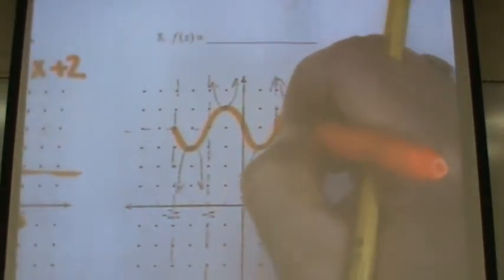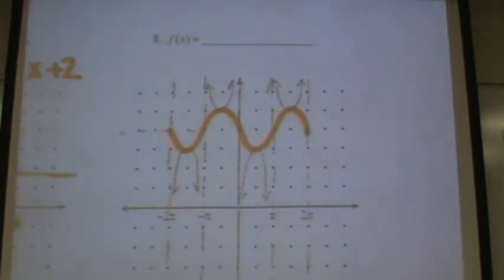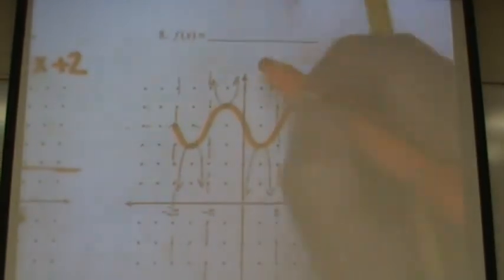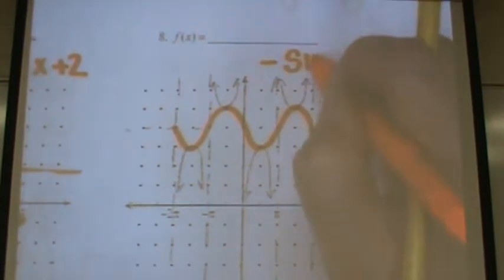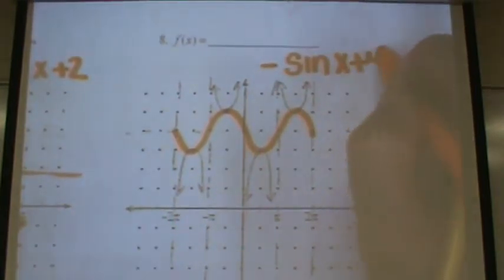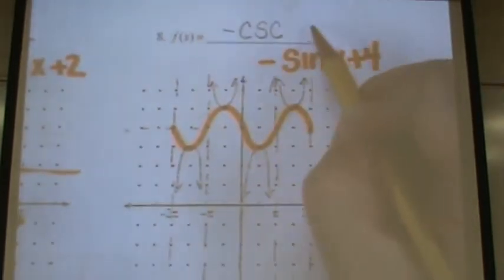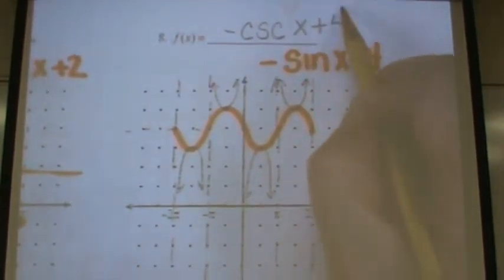And the last one. What's this? Negative sine x plus 4. Negative cosecant x plus 4.